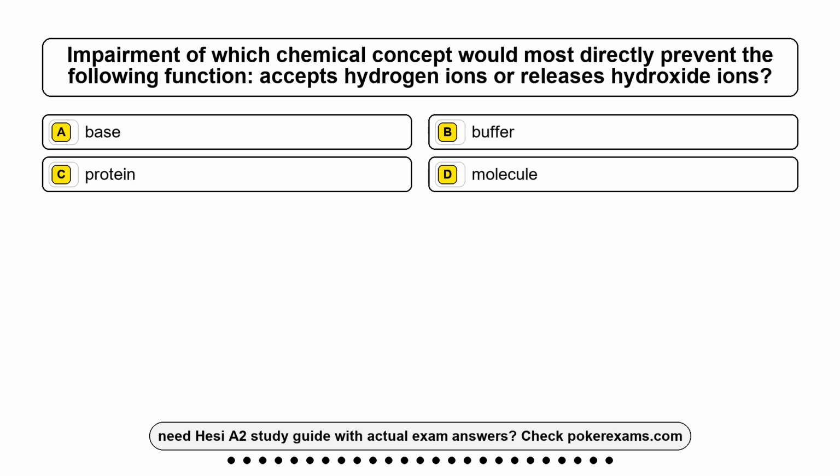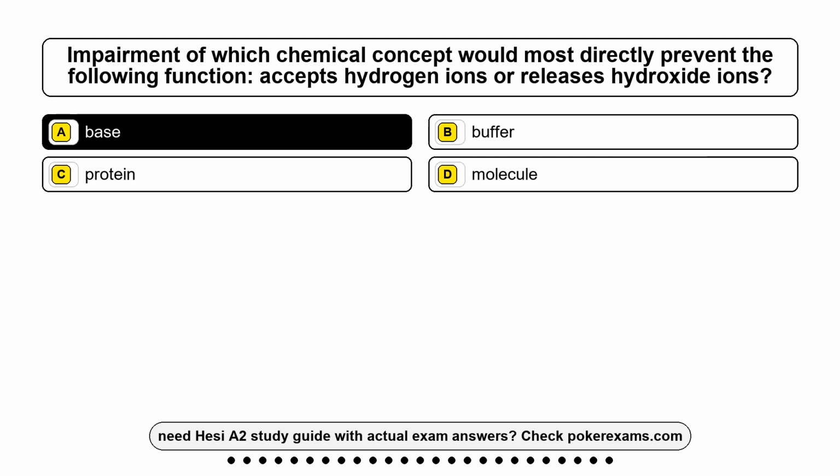Question 19. Impairment of which chemical concept would most directly prevent the following function: accepts hydrogen ions or releases hydroxide ions? Option A, base. Option B, buffer. Option C, protein. Option D, a molecule. The correct answer is option A, base.